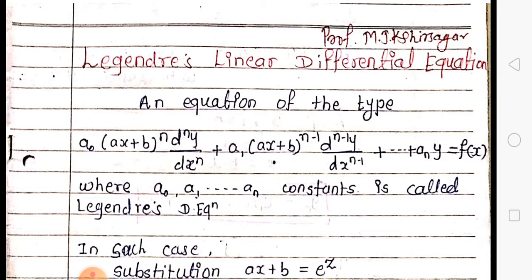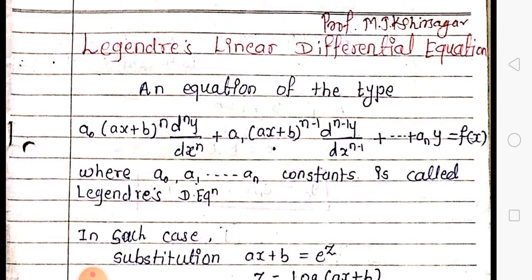Now the next term is a1 (ax+b)^(n-1). That is, we write a lesser degree of ax+b. In the first term (ax+b)^n, in the second term (ax+b)^(n-1). If we write the third term, then (ax+b)^(n-2). In this way, we go up to the nth term. The nth term is an into y, equal to f of x.